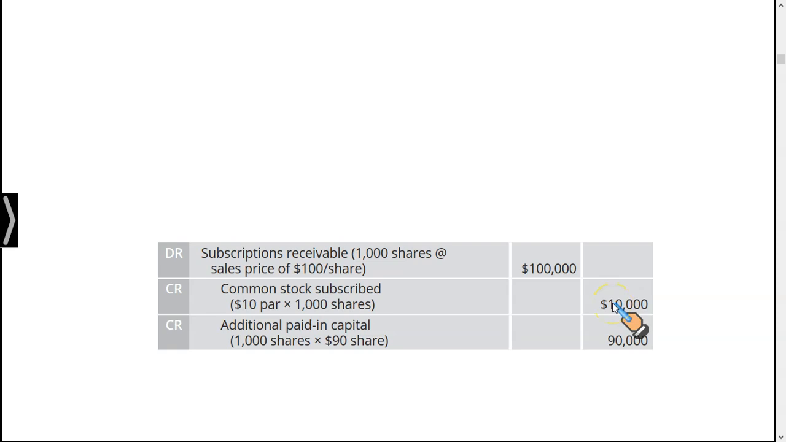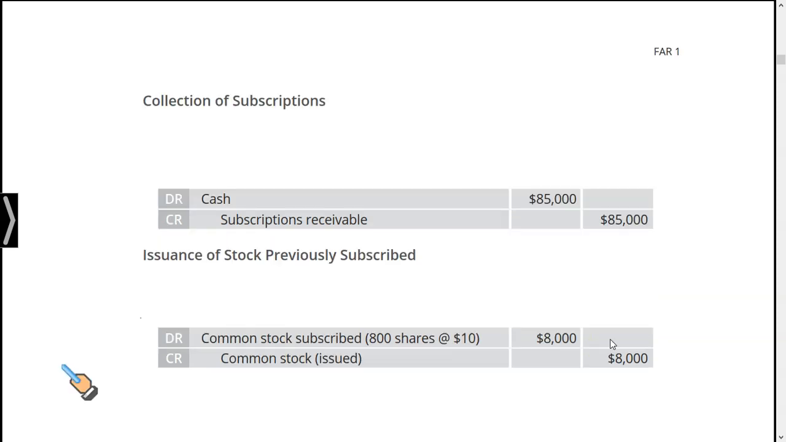What you see at the end is additional paid in capital. This is the excess amount over the par value that the subscriber agreed to pay. The sale price is, remember, 100, par is 10, so this $90 represents the additional paid in capital, right? So for these 1,000 shares, $90,000 goes to additional paid in capital.